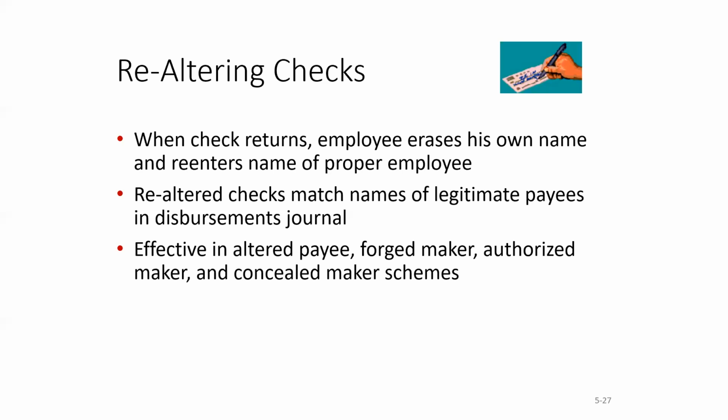So in re-altering a check, we know that altering a check is changing the check in one way, shape, or form. And then re-altering a check is reverting that back to hide that the check was altered in the first place. So this is what we mean by re-altering checks. When the check is returned, the employee is going to erase their own name and enter the proper name into the payee line. And that will help to cover up that forgery.